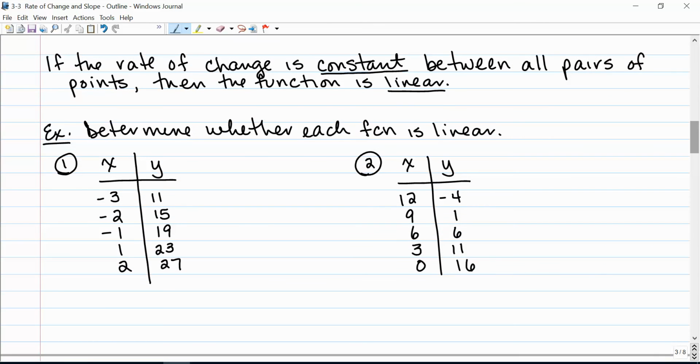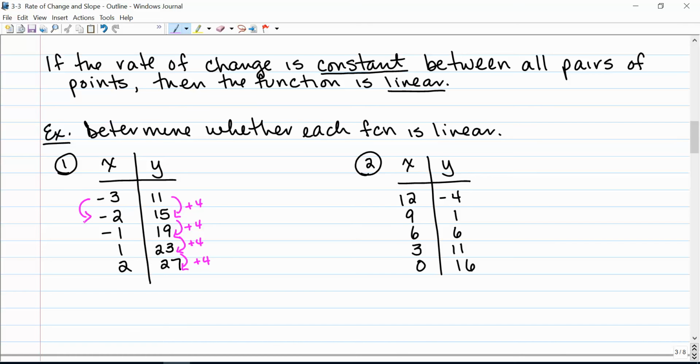If the rate of change is constant between all pairs of points, then we can say the function is linear. So here's a couple examples. We need to determine whether each function is linear. So do I have a constant rate of change in my y's? And it sure looks like that, each time I'm adding 4. So that's good. So I have a constant change in my y's. Now do I have the same thing in my x's?